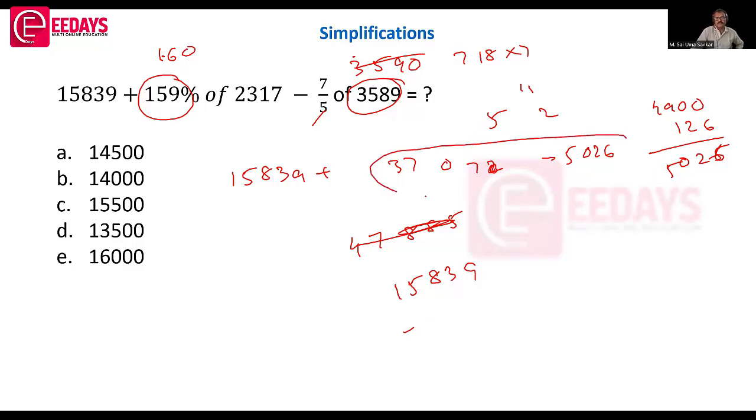Next, this is equal to minus this approximate value that equal to 2000, etc. So what happened? That value should be 13,500.